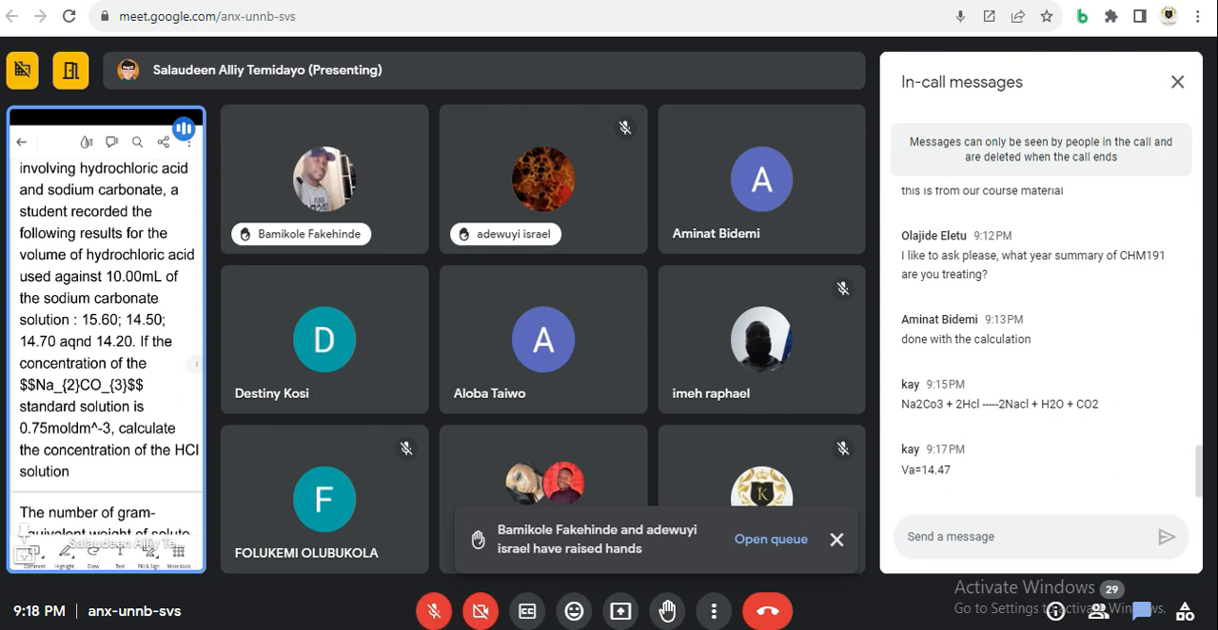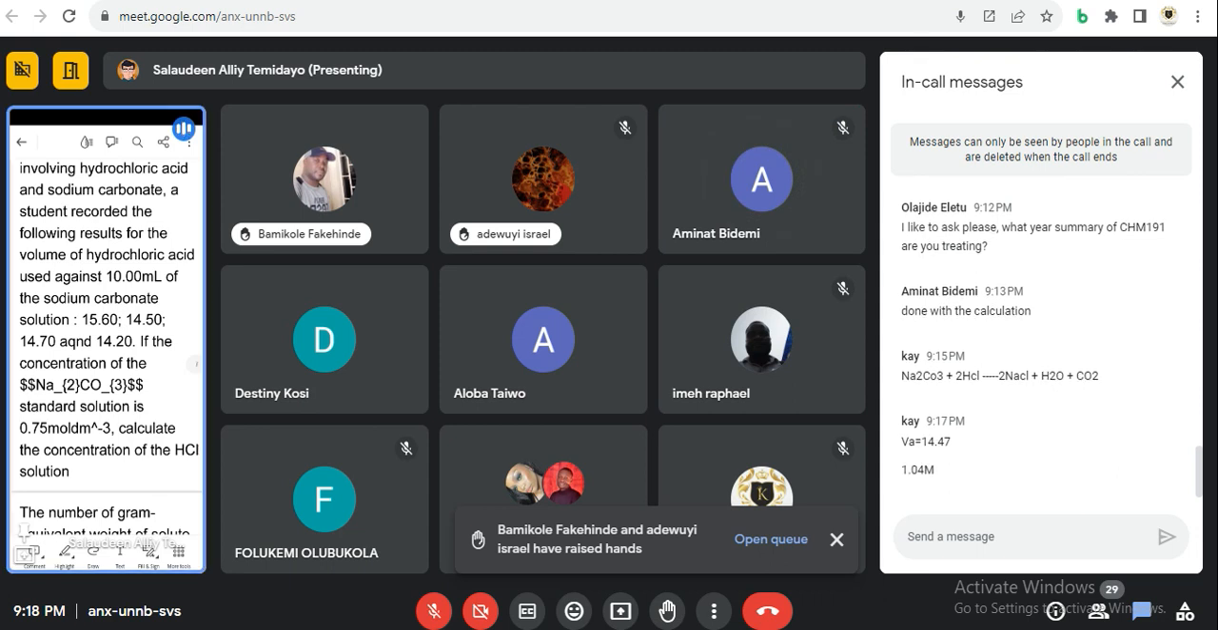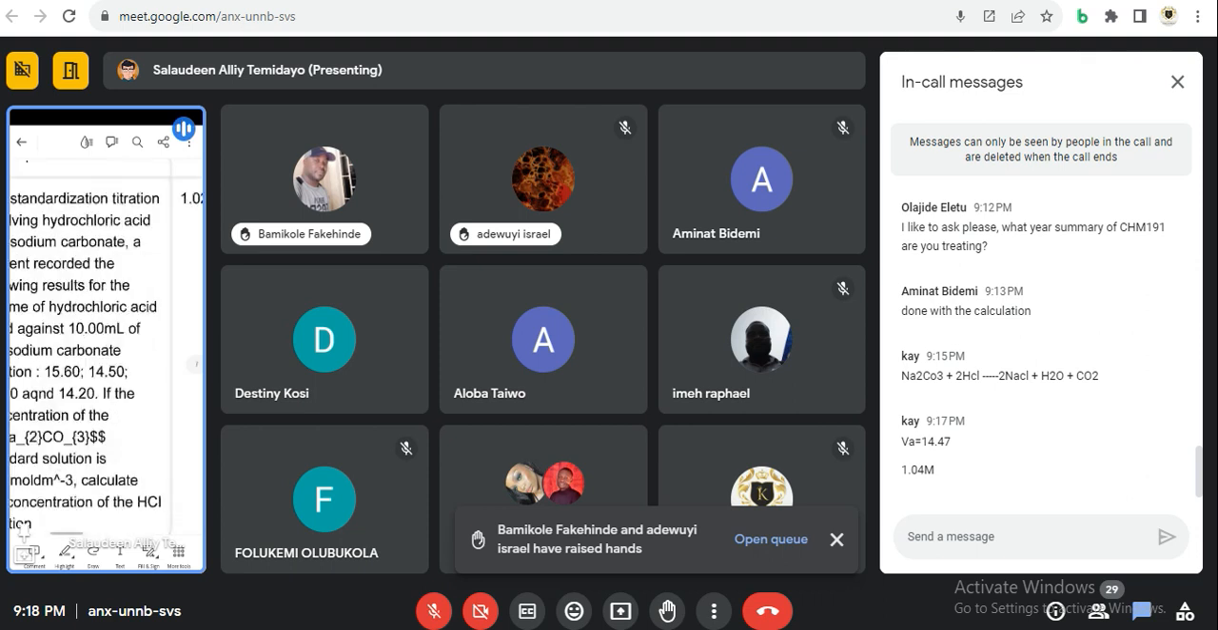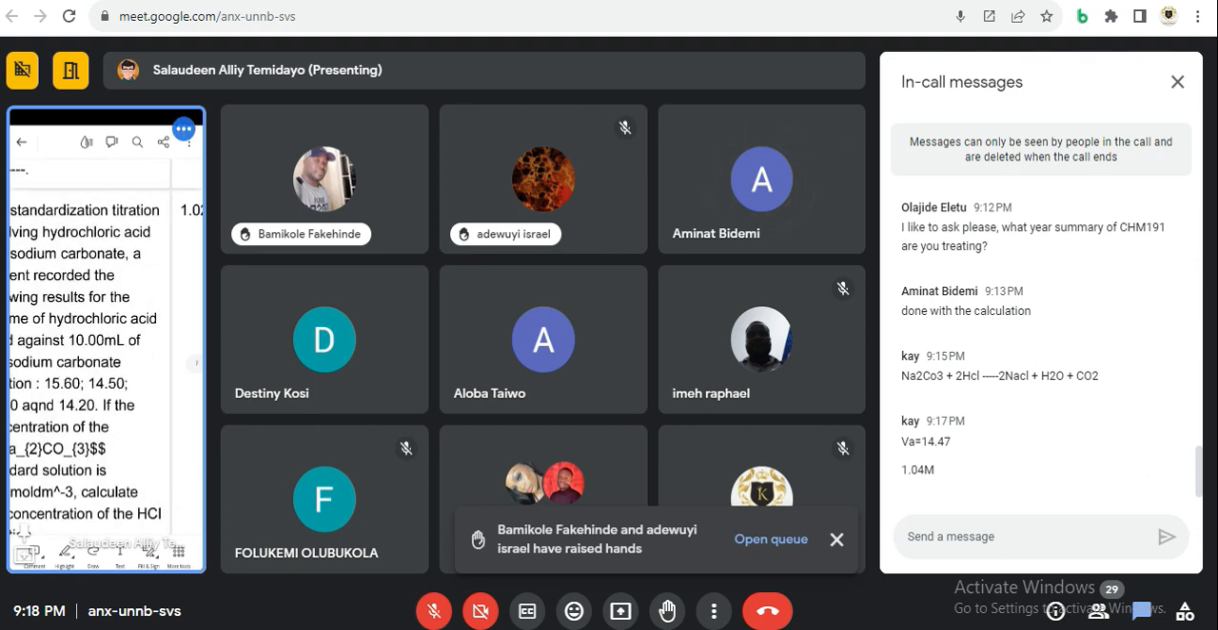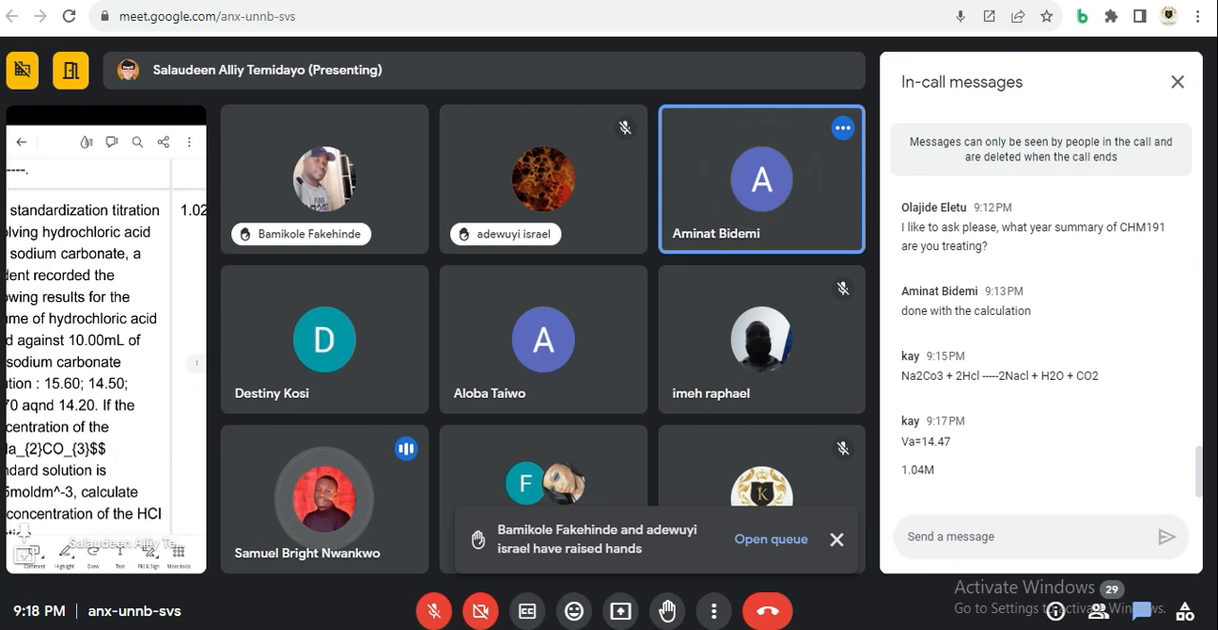Calculate the concentration. I think your value is right, but your unit is wrong. Concentration is in mole per dm3, not milliliters. You understand? Okay, let me cross check this. No, your answer is probably right, I trust you. But I'm saying it's your unit, I think you made a mistake.